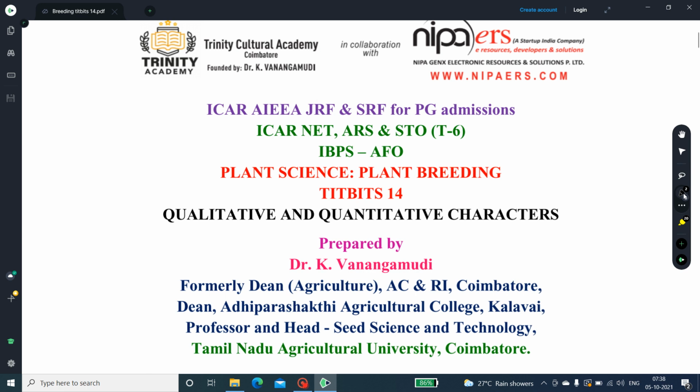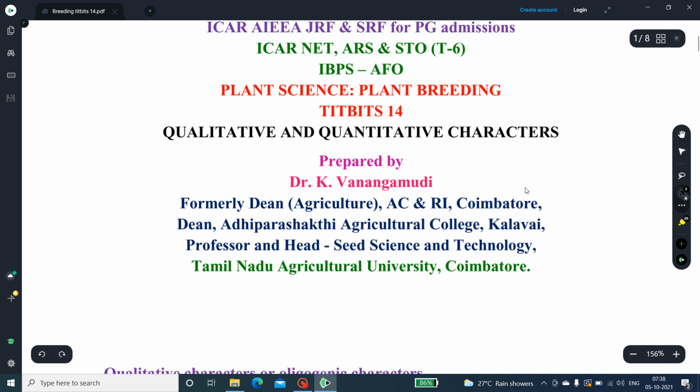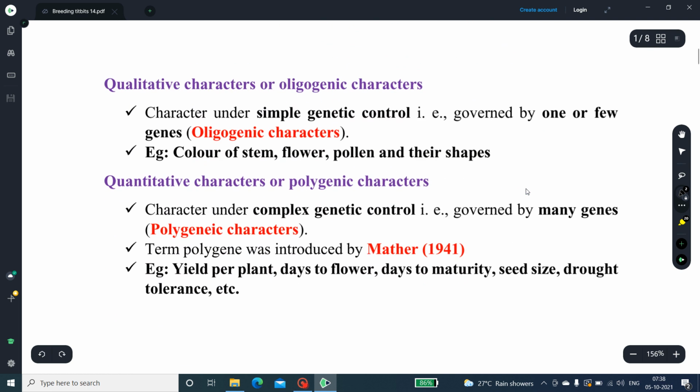And the presentation will be on the qualitative and quantitative characters. This comes under plant breeding and genetics. And now we will see the topic in particular.